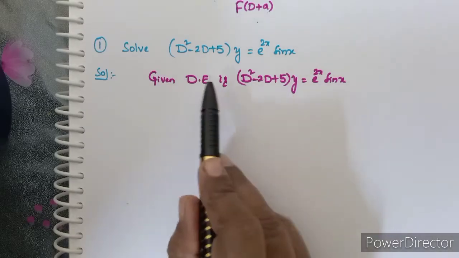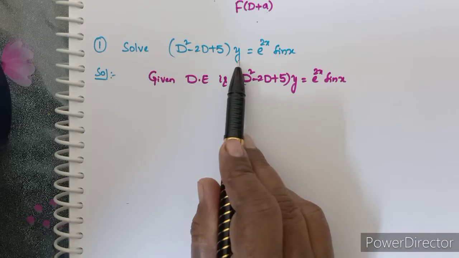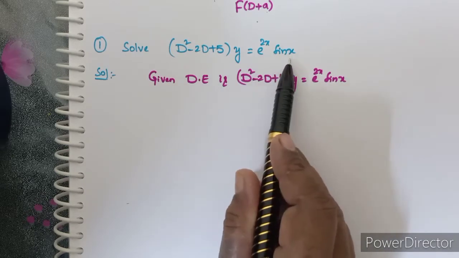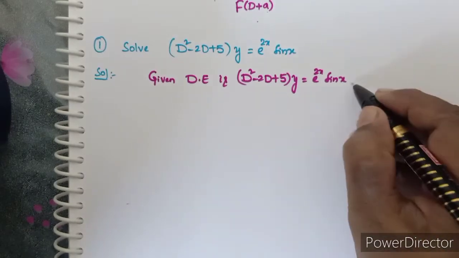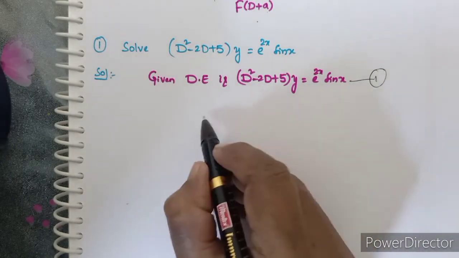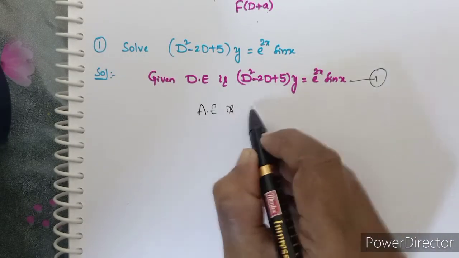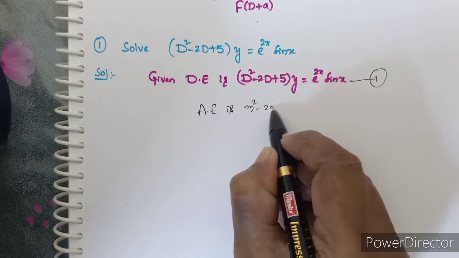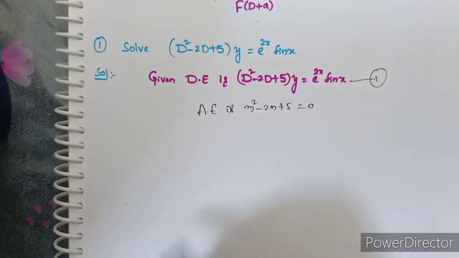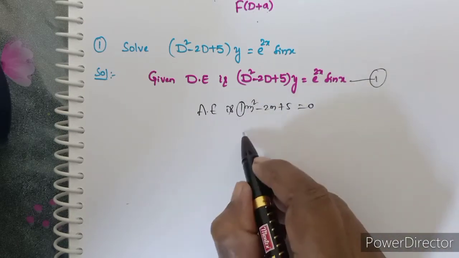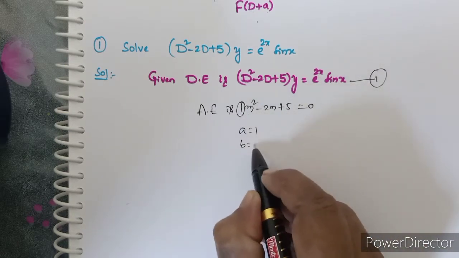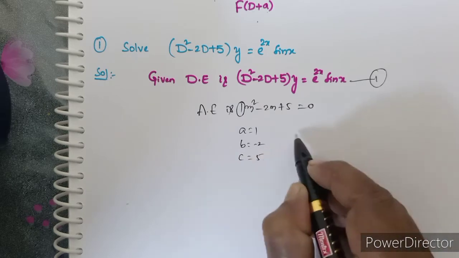Solve (D squared minus 2D plus 5) y is equal to e^(2x) sin x. This is the given differential equation. We take this as equation 1. The auxiliary equation is m squared minus 2m plus 5 equals 0. This is a quadratic equation in m. A is equal to 1, B is equal to minus 2, and C is equal to 5.